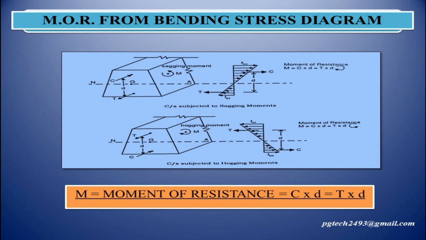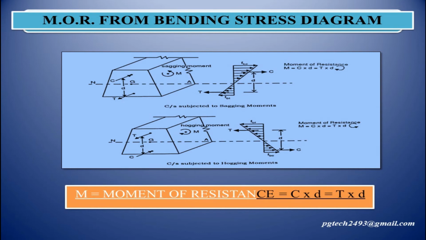Similarly, total tensile force equals average tensile stress into cross-sectional area below the neutral axis. So from equilibrium of the section, C equals T. Also, if D is the distance between C and T, then the resisting couple, the moment of resistance M, equals C into D, which equals T into D.